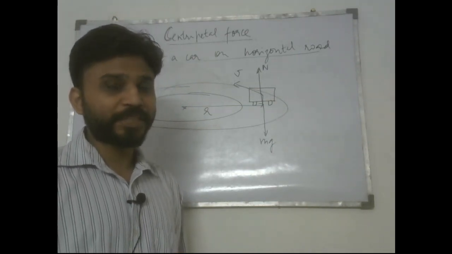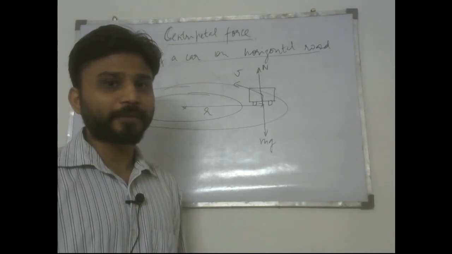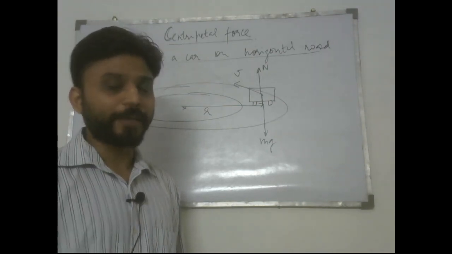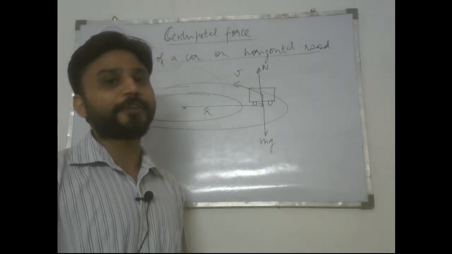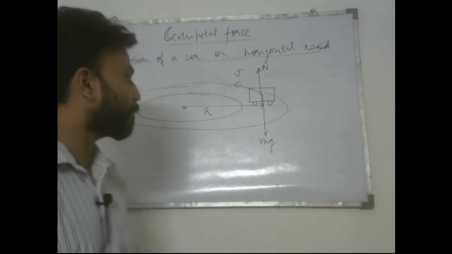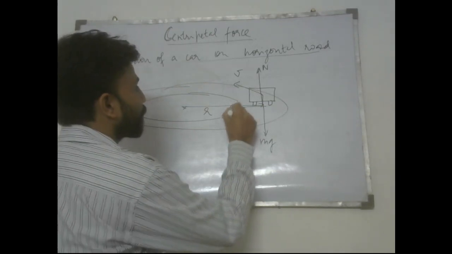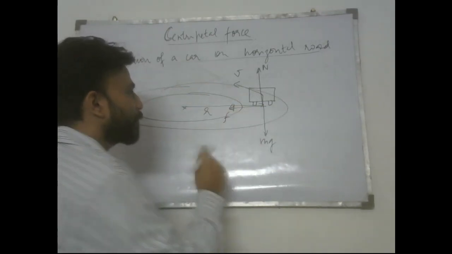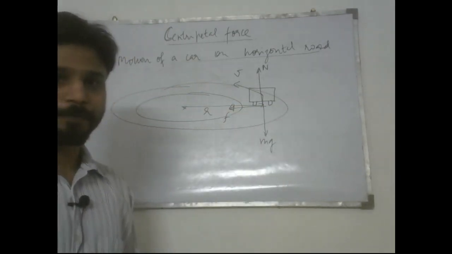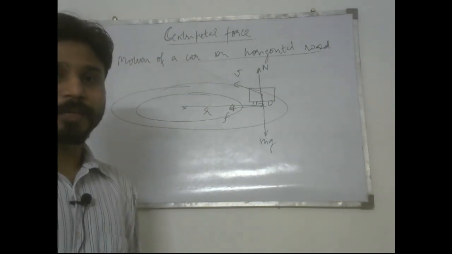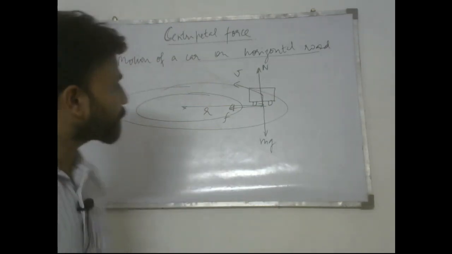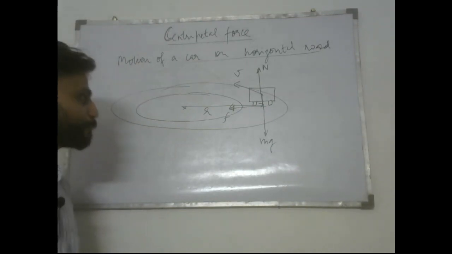And there is no slippage. The car is not slipping outside or slipping inside. If it were to slip, then there would be kinetic friction, and because it is not slipping, the force acting on the car is a static friction force, which we are labeling as F only. So let's say some friction force is acting on the car.